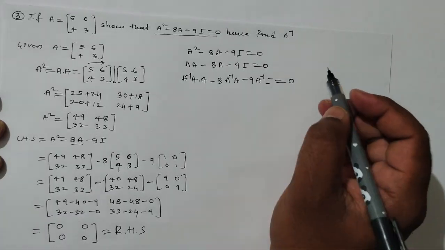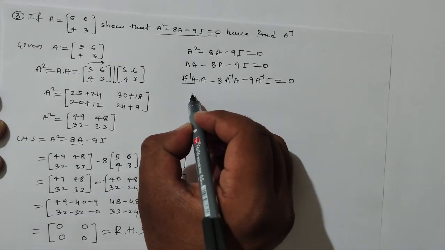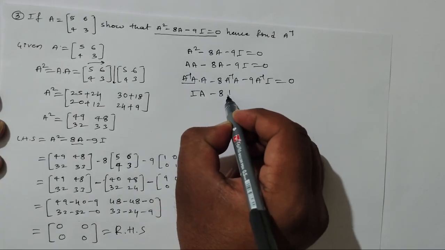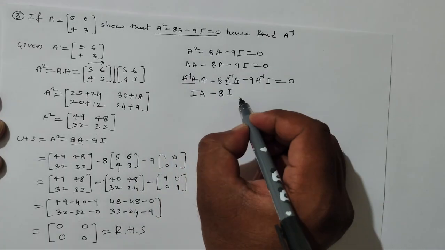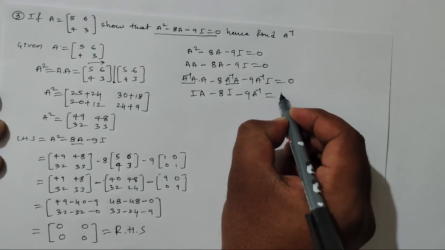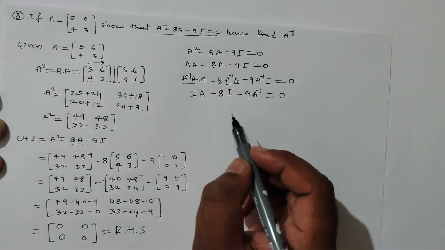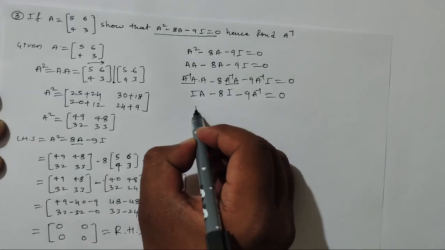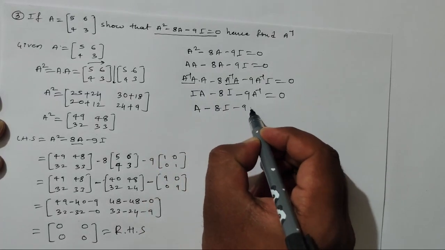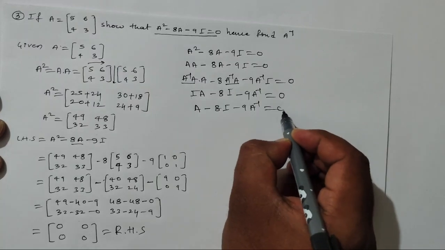Okay, 0 into A inverse becomes 0. See, A inverse into A becomes what? Identity matrix I into A. Minus 8 into, okay, this becomes I. Then minus 9 into A inverse into I becomes what? A inverse equal to 0. Right? See, I into A becomes A. So A minus 8I minus 9 A inverse equal to 0.